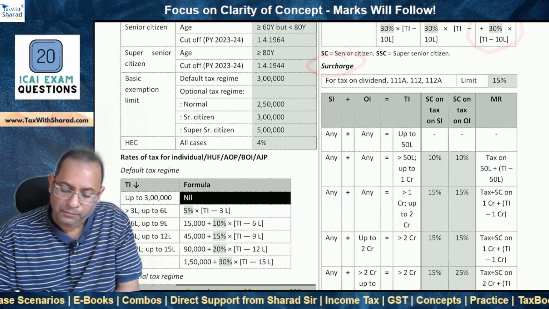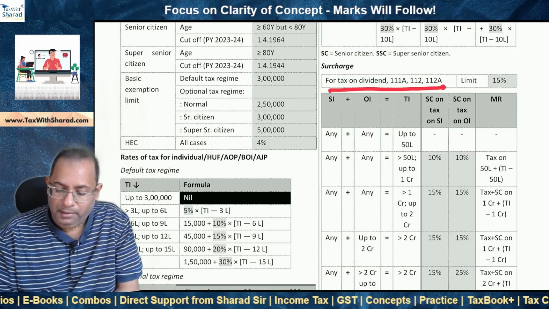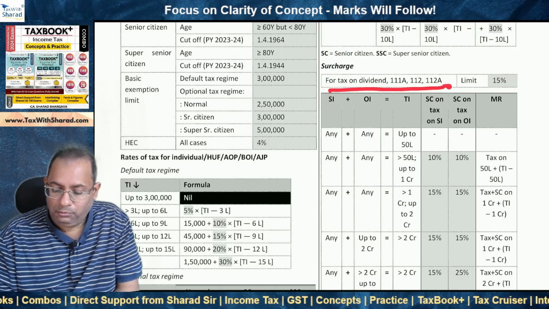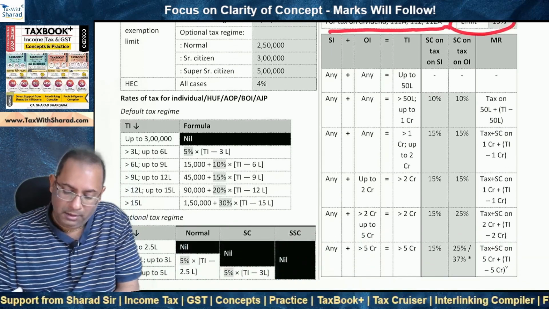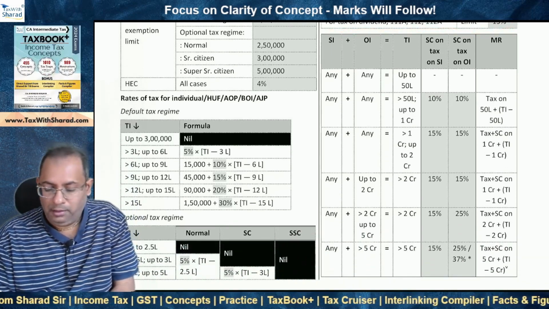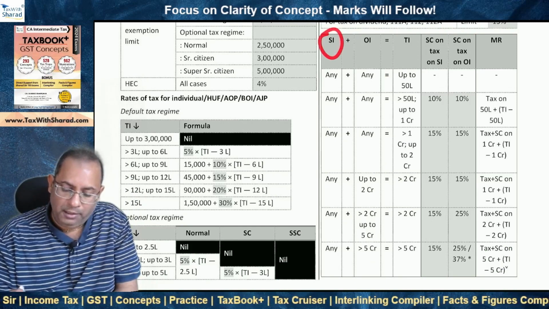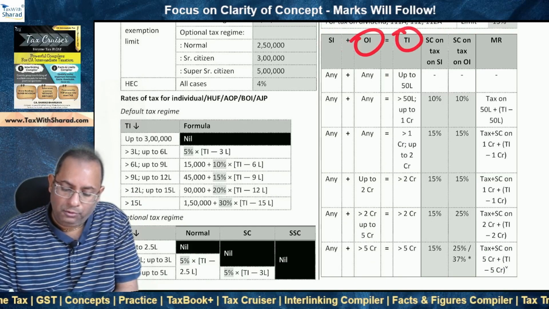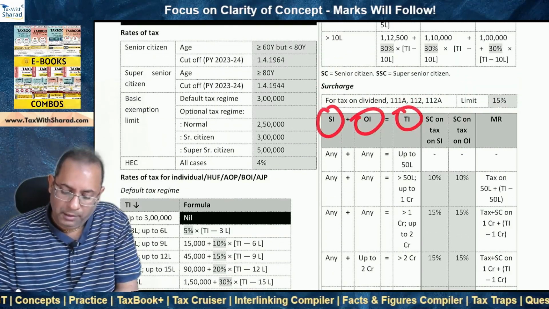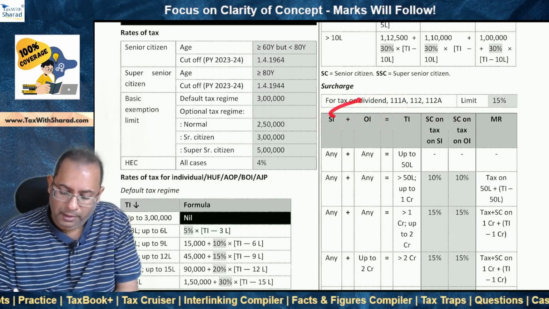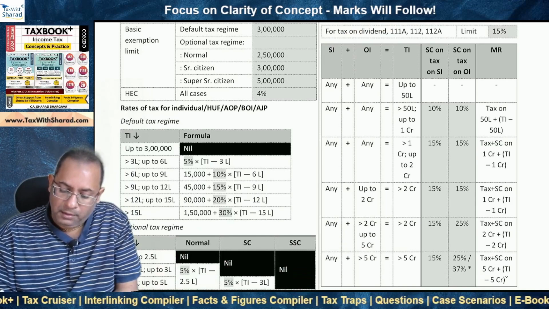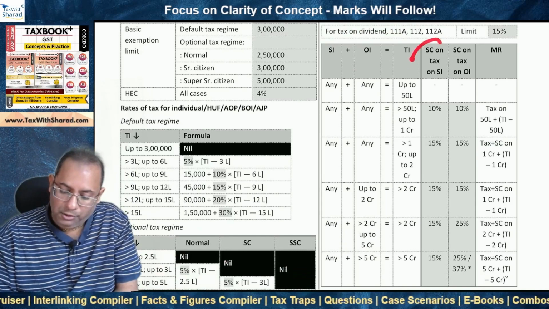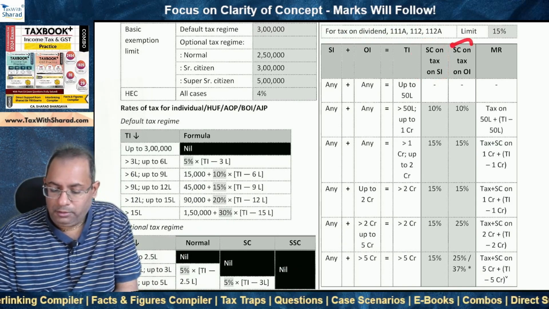Now look at surcharge. For tax on dividend and capital gain under section 111A, 112 or 112A, the limit of surcharge is 15%. Surcharge cannot exceed this rate. This is the table for figuring out the rate of surcharge. Special income plus other income is equal to total income. What is the special income? Special income is this dividend, 111A, 112 and 112A. And here is the rate of surcharge on tax on special income and surcharge on tax on other income.